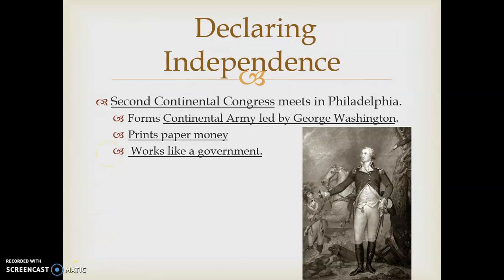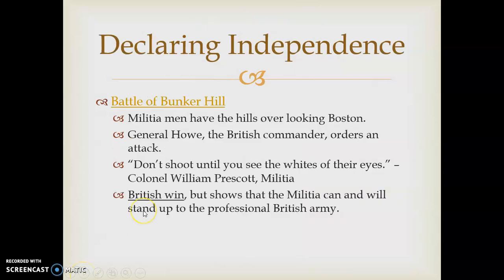So meanwhile, the Second Continental Congress will meet in Philadelphia, Pennsylvania. They will form the Continental Army, headed by George Washington. They will begin to print paper money, also known as a fiat currency. And they will begin to create a Congress that works like a government, a unified government, I should say, for the British colonists.